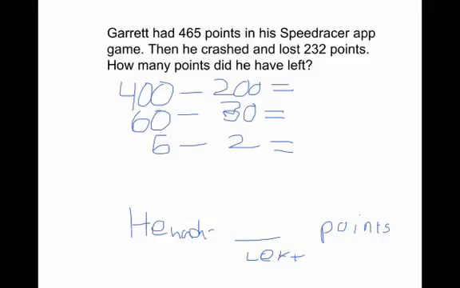5 minus 2 equals 3. 60 minus 30 equals 30. And 400 minus 200 equals 200. Here, let me erase that. There, 200. And what you have here, does this make sense? 233. If it makes sense, that would be your answer. So in your pink sentence, you would write in the blank spot 233. And there's your answer.